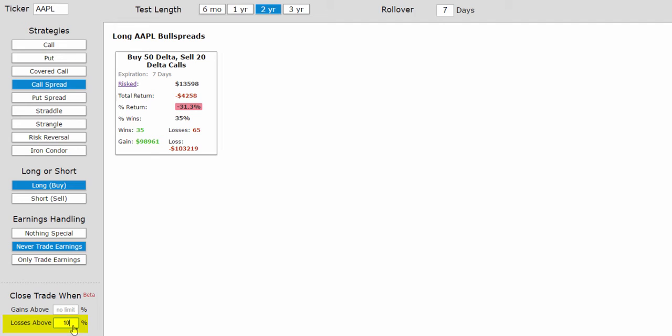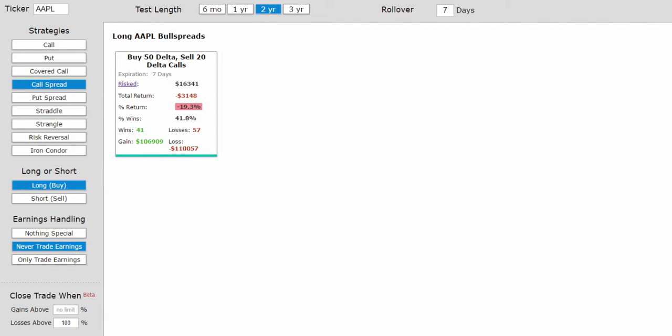I'll just put a 100% stop in here because remember, a call spread is different than owning a call. You can actually lose quite a bit on a call spread, and we see a negative return. So right now what I know is that if I want to play Apple with calls, I want to do it with calls and not call spreads. I know I want a 50% stop, and I know I want to avoid earnings.